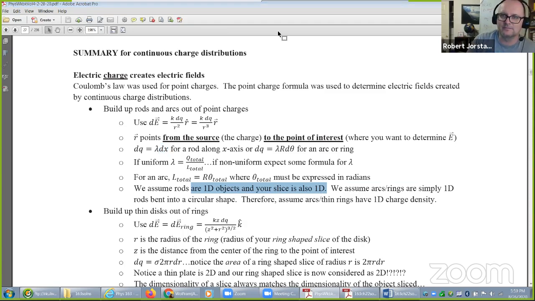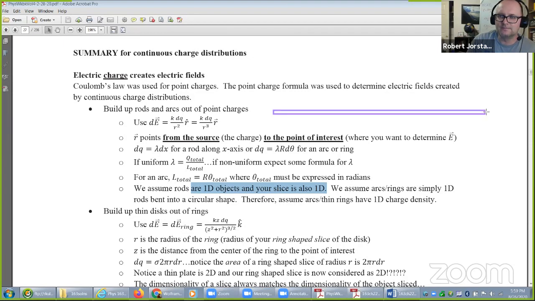And again, if I have a rod, there's basically one dimension that tells us how far along that rod we are, right? So there's X. That tells you everything you need to know about the rod. So this is 1D. Good.